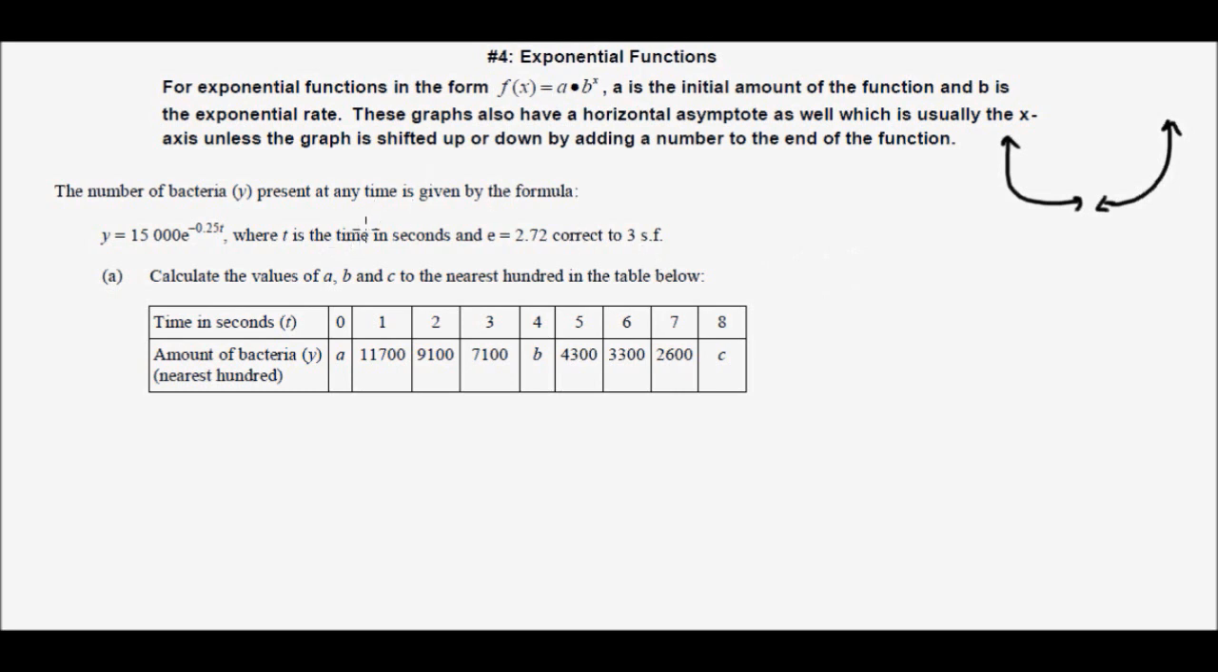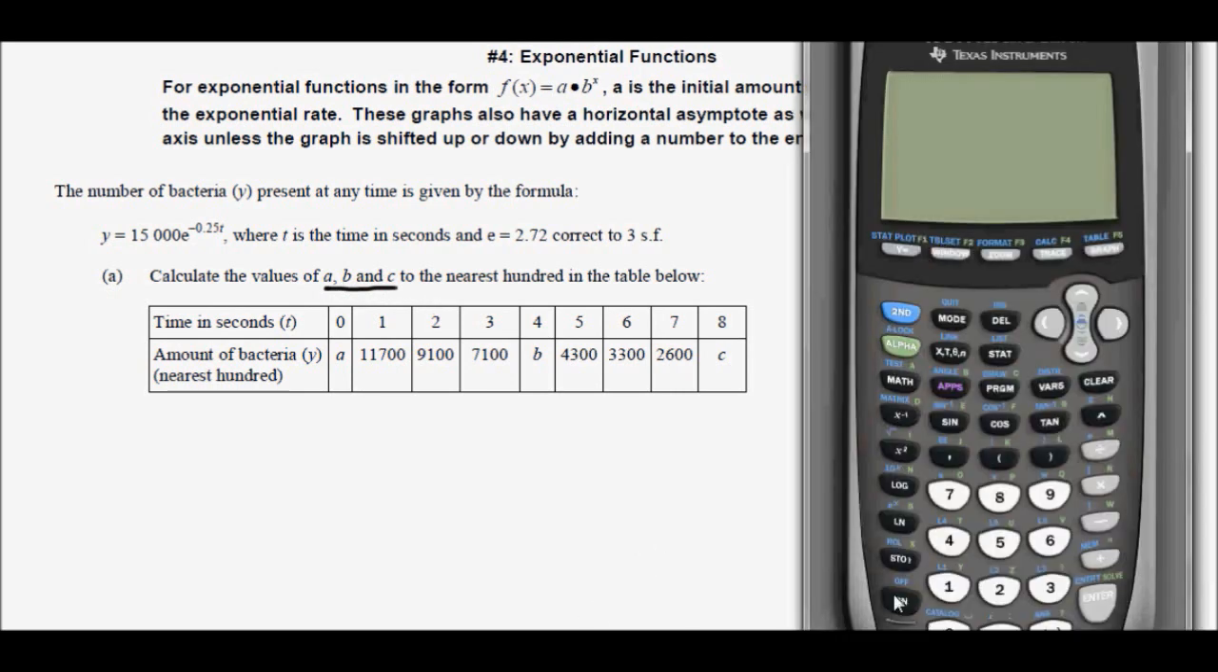The number of bacteria present at any time is given by the formula 15,000 times e to the negative 0.25t, where t is the amount of seconds and e is 2.72 to 3 significant figures. Calculate a, b, and c to the nearest 100 in the table below. Okay, no problem. Again, with a lot of these problems, just go straight to your calculator.